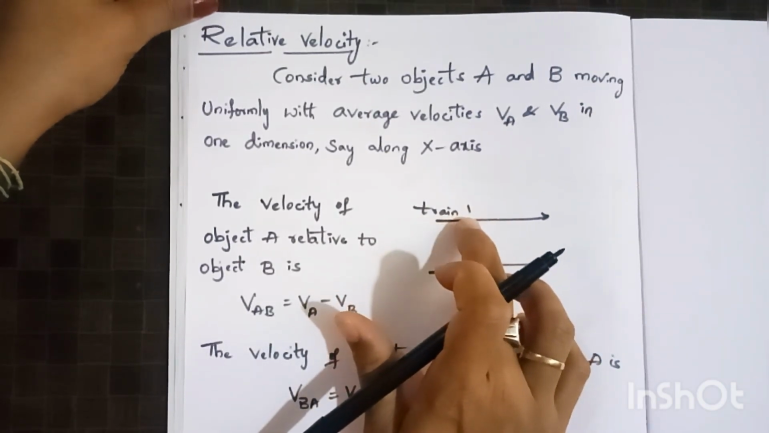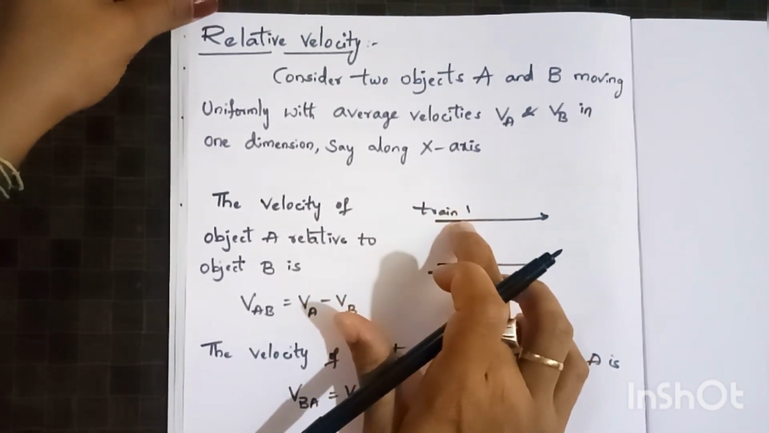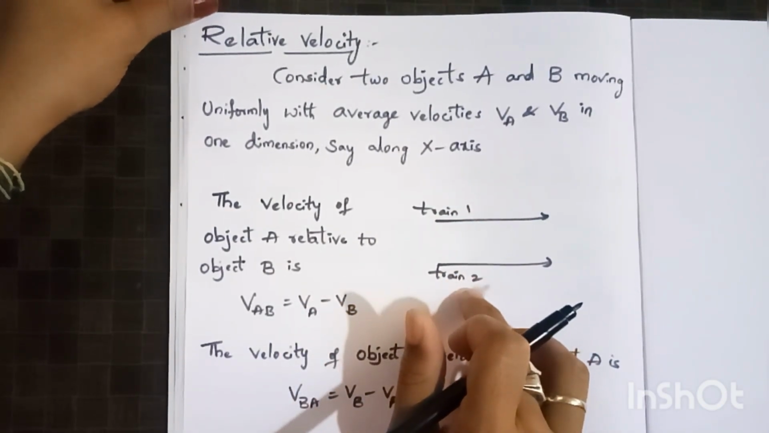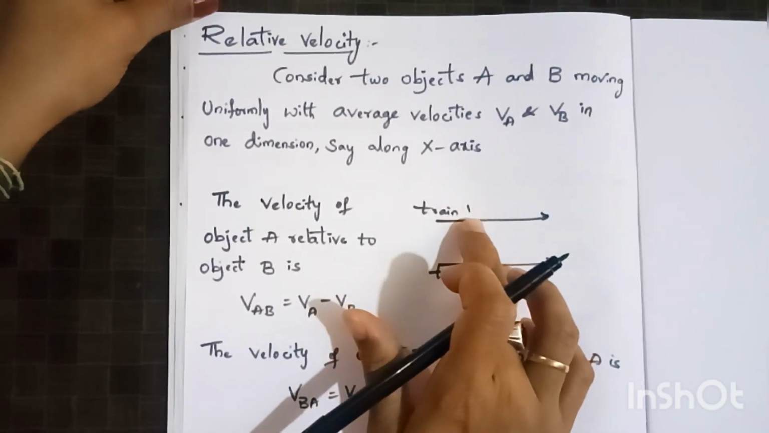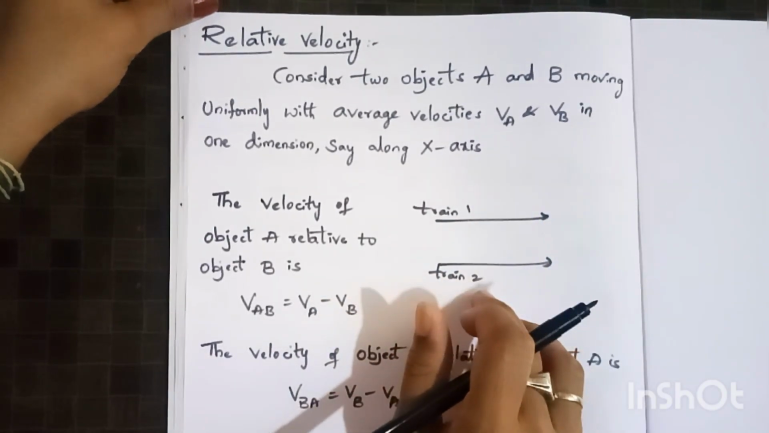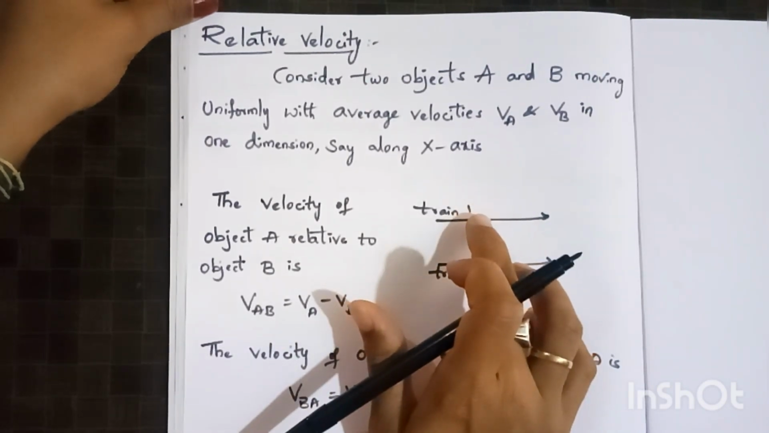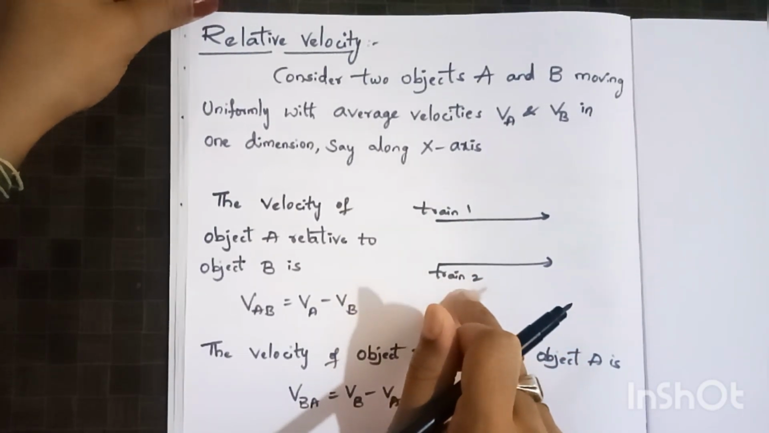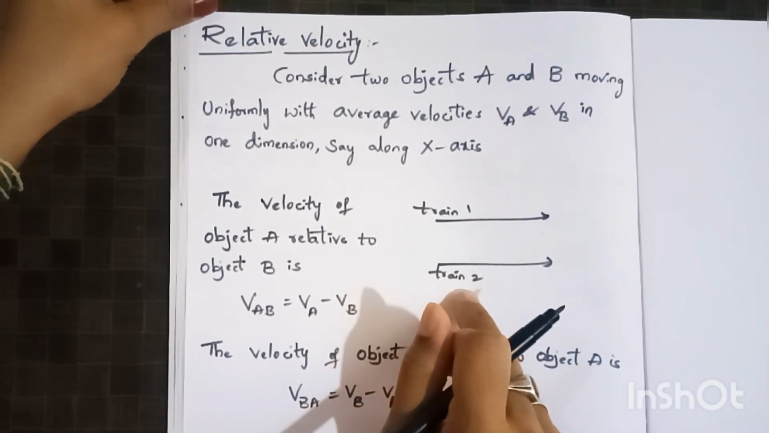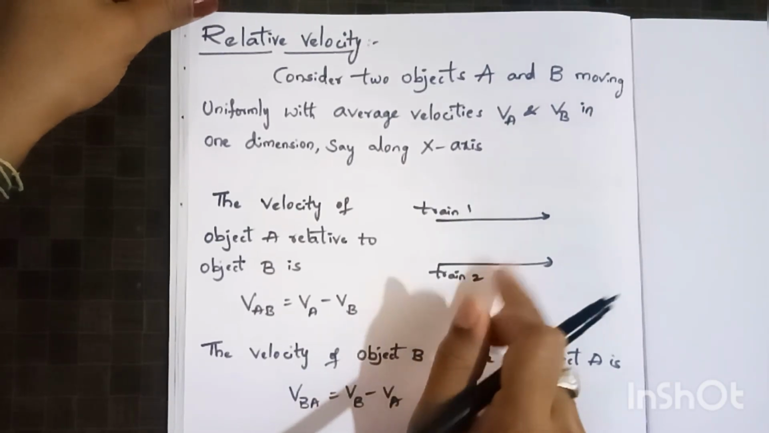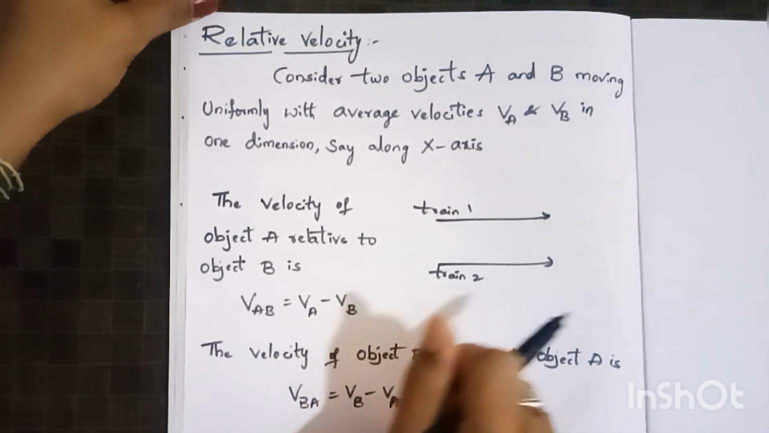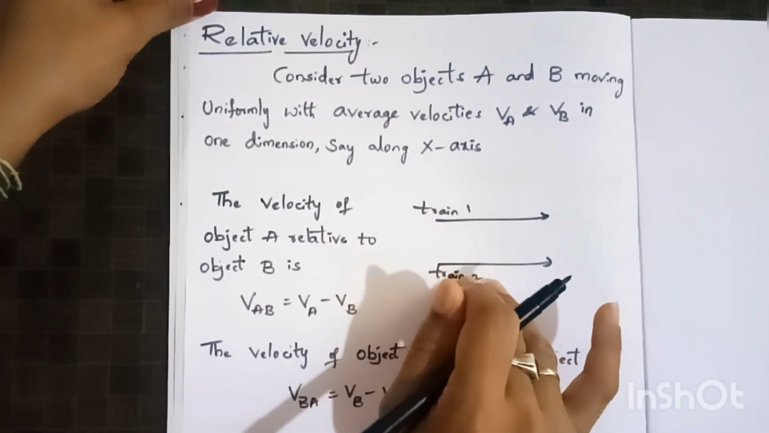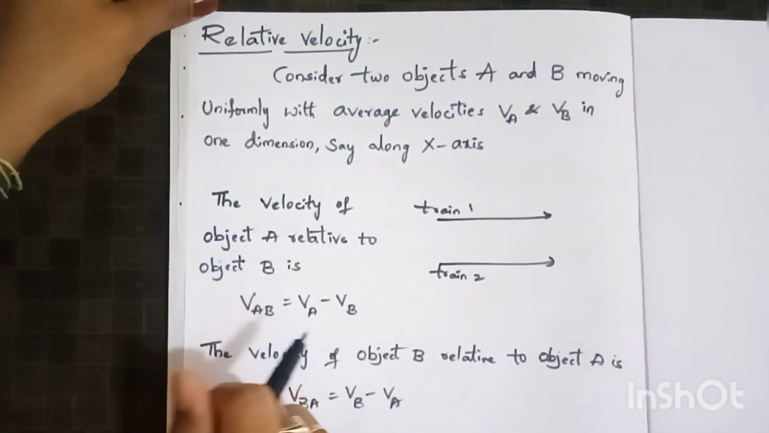Here the passenger or the observer in train 1 observes that he is overtaking train 2 with less velocity. But the observer in train 2 observes that train 1 is moving with more velocity compared to his. To clear these doubts, the concept of relative velocity was introduced.